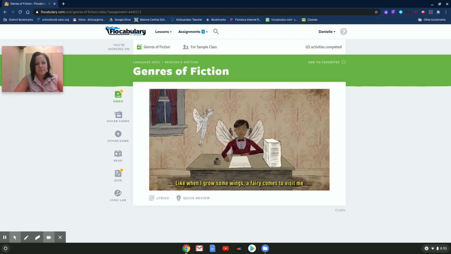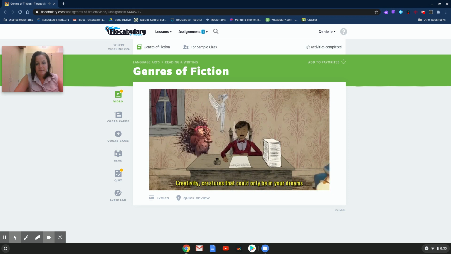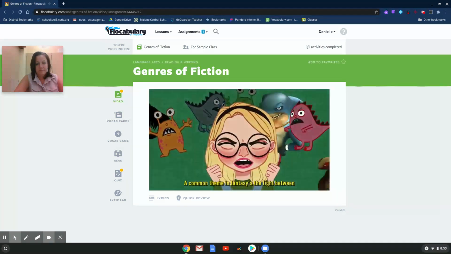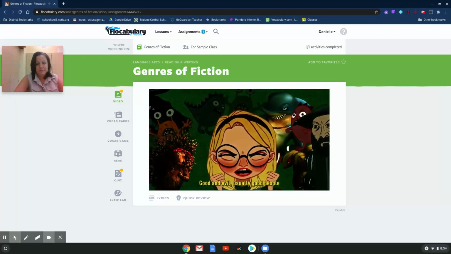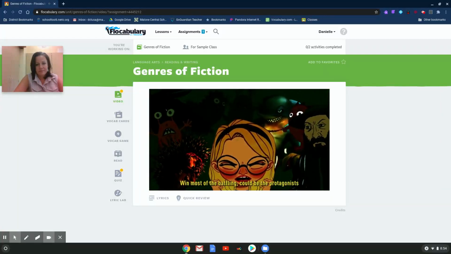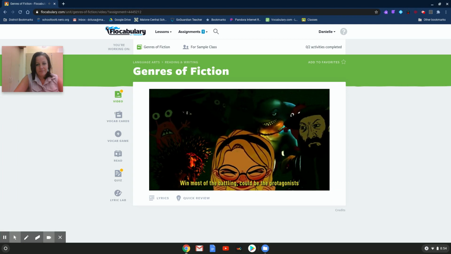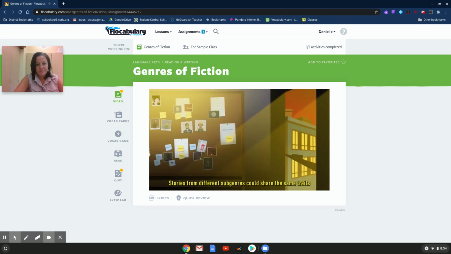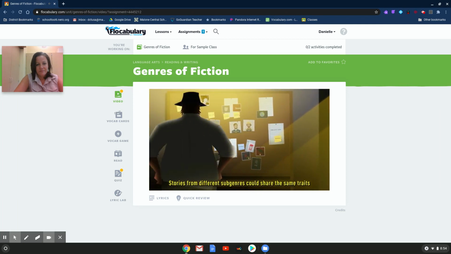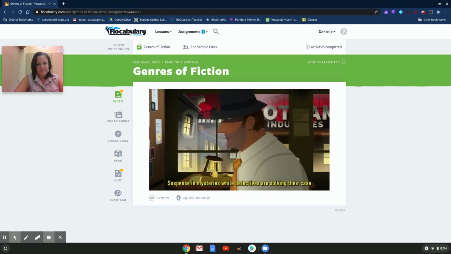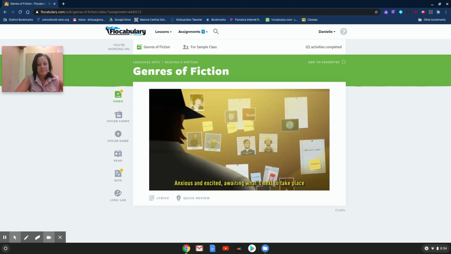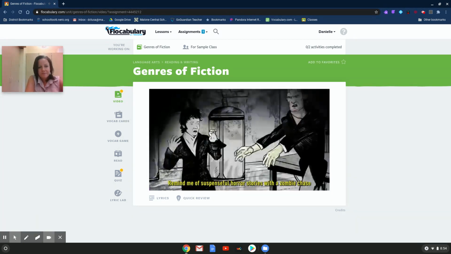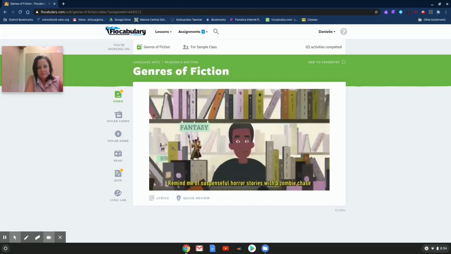Like when I grow some wings, the fairy comes to visit me. Creativity, creatures that could only be in your dreams. A common theme in fantasies, the fight between good and evil, usually good people win most of the battle and could be the protagonist, defeating evil dragons and other villain antagonists. Stories from different subgenres could share the same traits, suspense and mysteries while detectives are solving their case. Anxious and excited, awaiting what's next to take place. Remind me of suspenseful horror stories with the zombie chase.